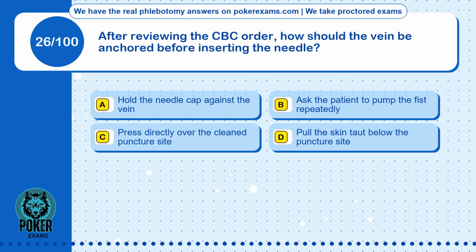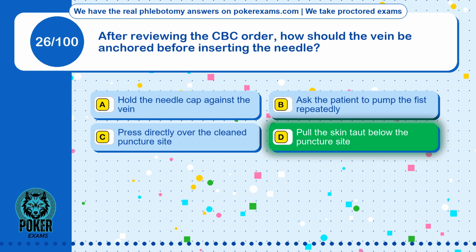Question 26. After reviewing the CBC order, how should the vein be anchored before inserting the needle? Option A: hold the needle cap against the vein. Option B: ask the patient to pump the fist repeatedly. Option C: press directly over the cleaned puncture site. Option D: pull the skin taut below the puncture site.